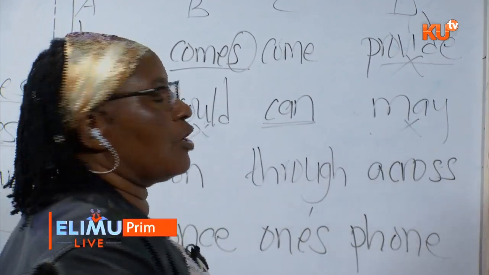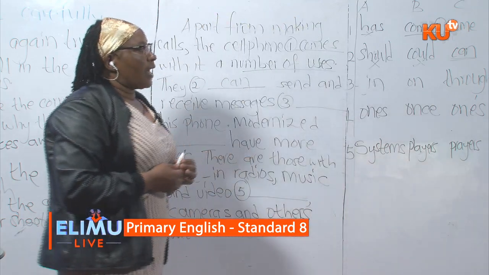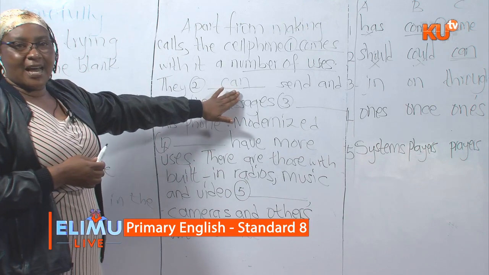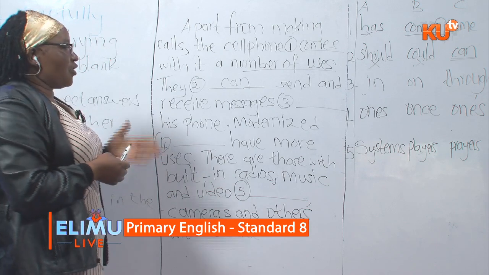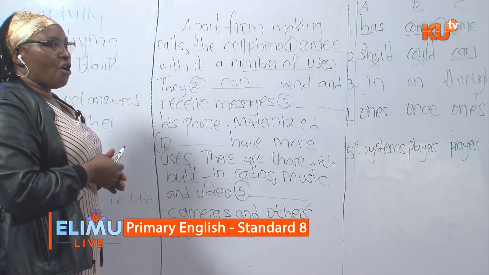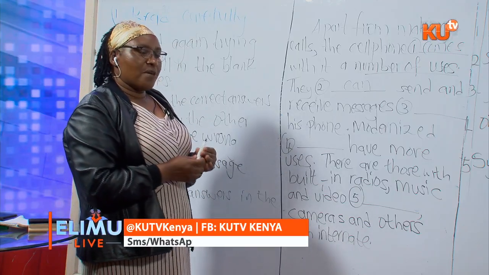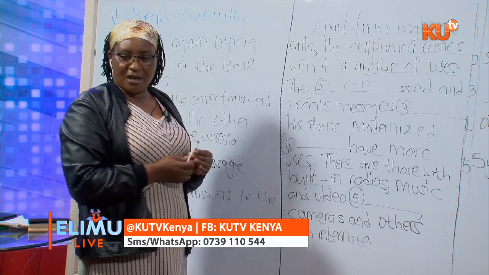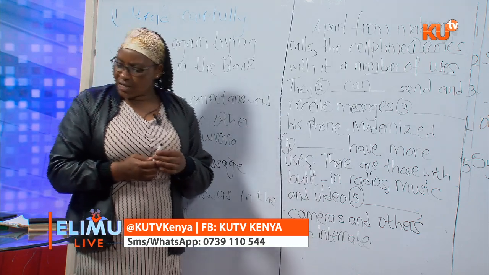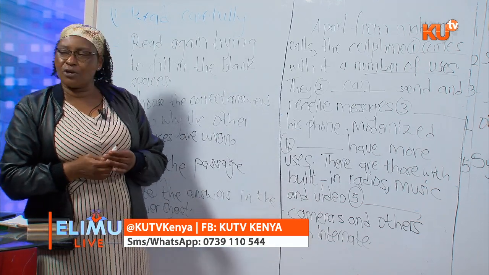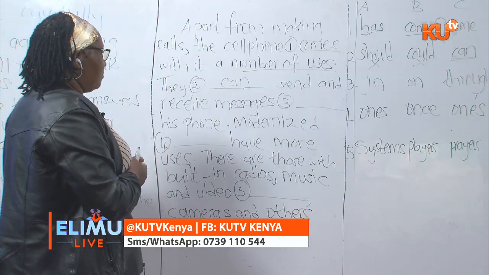And so why is choice D wrong? Choice D is wrong because when we put it there, it will clearly tell us it can either receive messages or send the messages or not, which is not true, because one of the uses of the mobile phone is to receive and send messages. When we use the word may, it shows that at times it is not able to do that, which is not true. So that is why we have selected choice C, which is can.